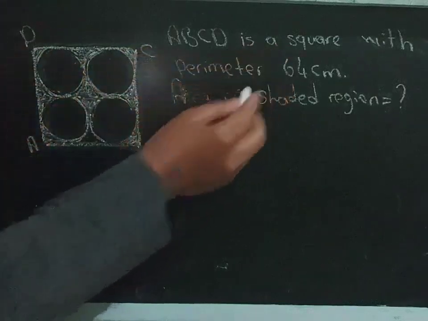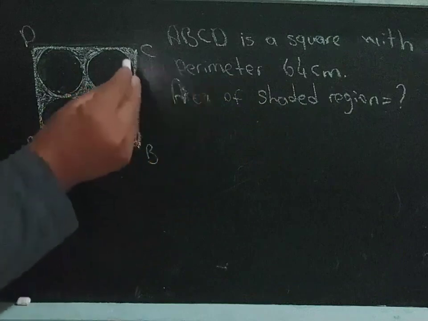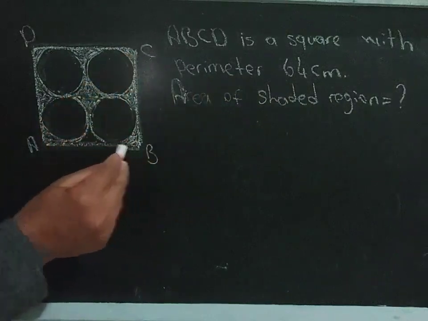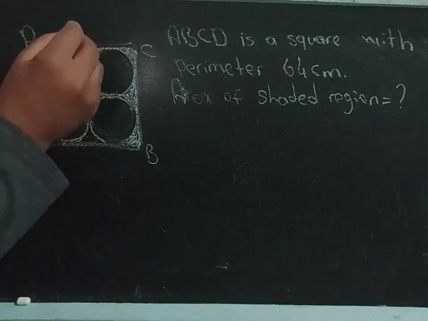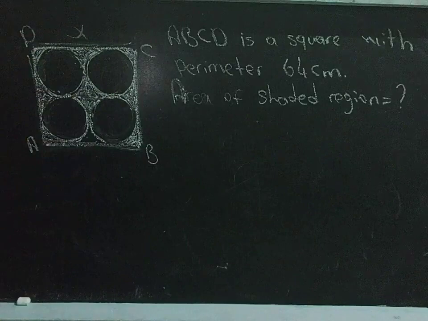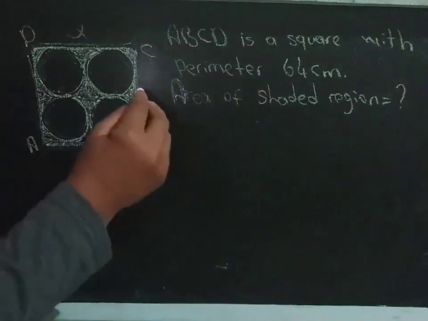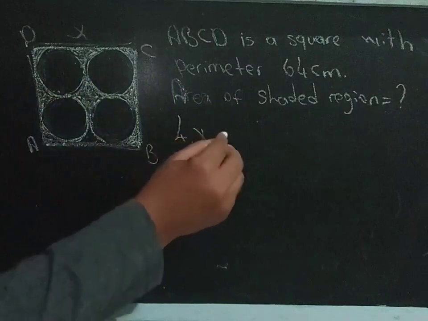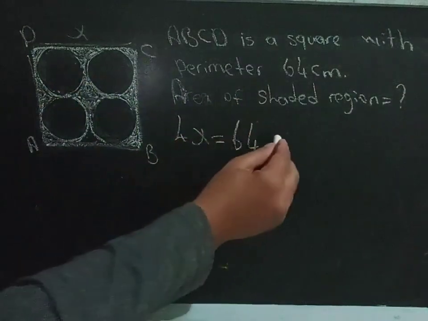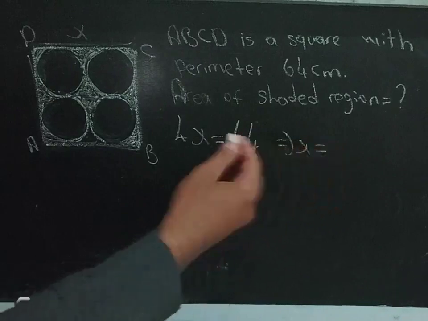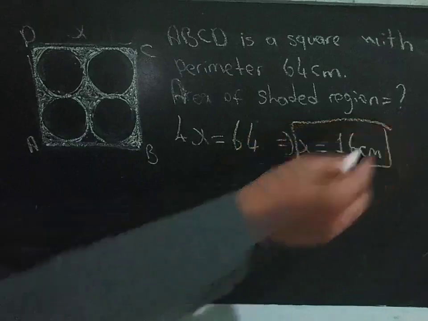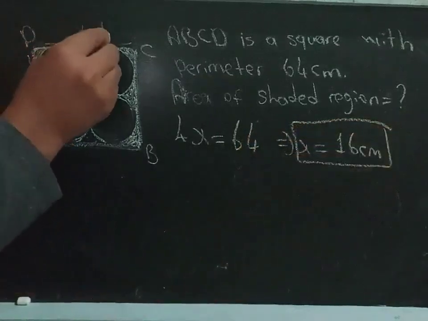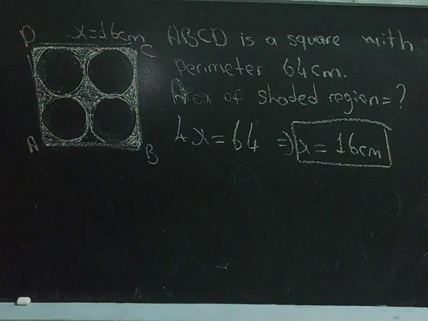There I see the perimeter of the square is 64. I have 4 equal sides. So let's say x is one side of the square, then 4x equals 64. From there you will get x equals 16 centimeters. That means one side of the square is 16 centimeters.